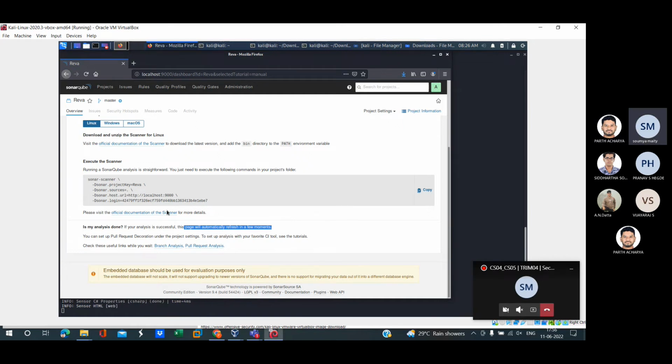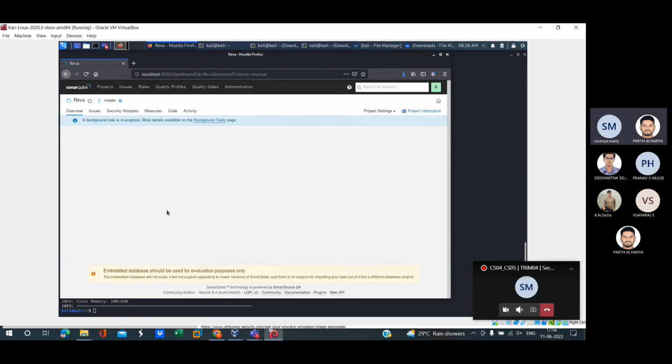It's still happening actually. In the background we can see it's still going on. Now it's done. Yeah, it's done. Now you can see all the results. So I changed so many variables and I did a lot of research rather than downloading the Sonar scanner.